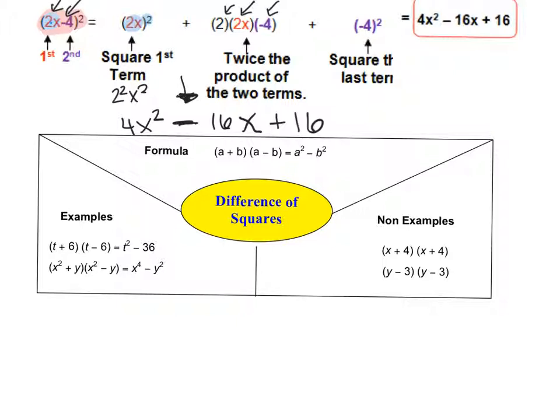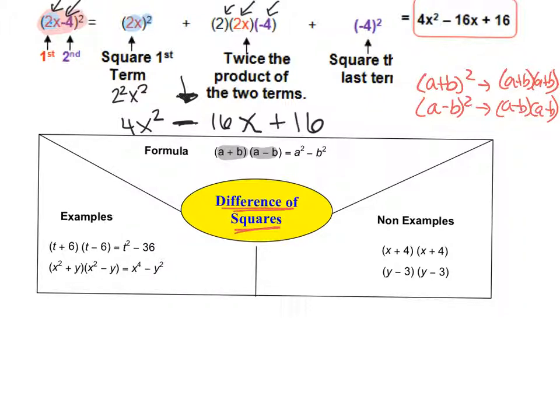Now the other possibility is difference of two squares. To be a difference of two squares, they'd have to have different signs being multiplied to each other. So remember, perfect square trinomial was a plus b in parentheses squared, or a minus b in parentheses squared. This one means a plus b times a plus b, and this means a minus b times a minus b. Difference of squares means that we will have different signs. This one's a plus, and this is a minus. It's still a binomial times another binomial, but with different signs.